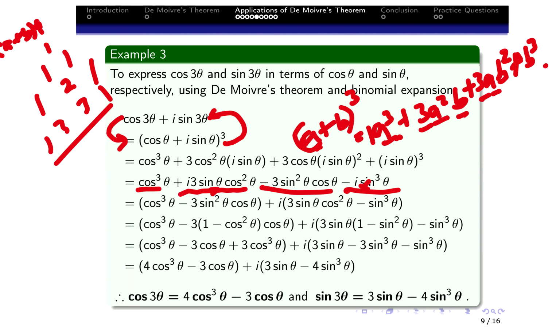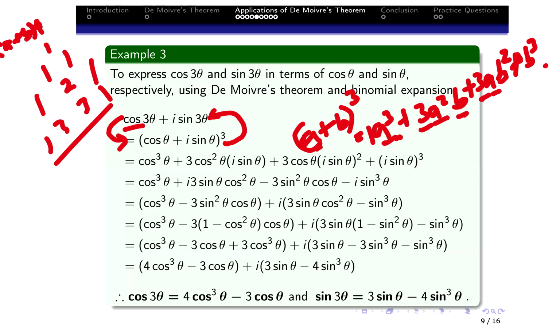Okay, so let's now collect the ones without i together. So we have cos cube theta minus 3 sin square theta cos theta. And then for the ones with i, we have 3 sin theta cos square theta minus sin cube theta. Again, that is settled. So at this point, you could just say cos 3 theta is equal to all this, and sin 3 theta is equal to all this.